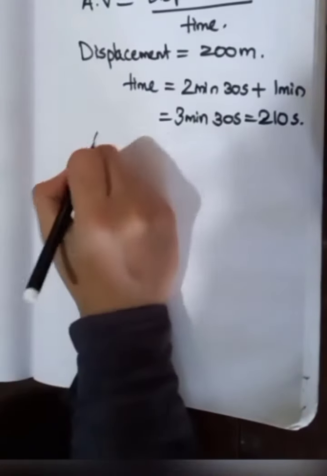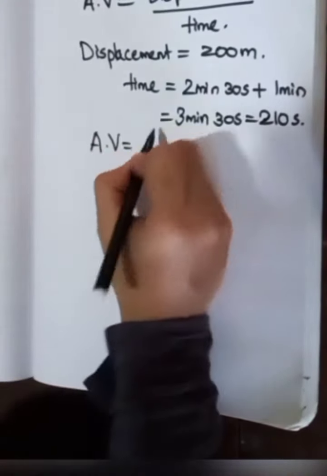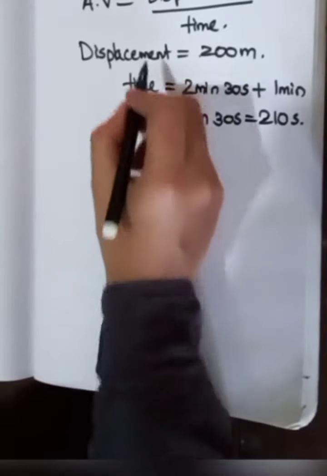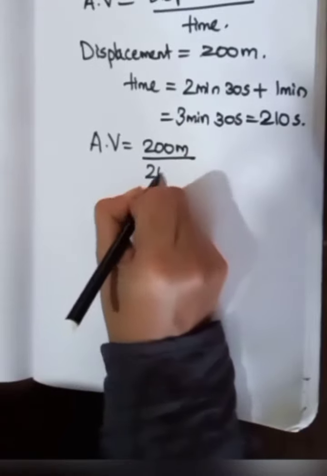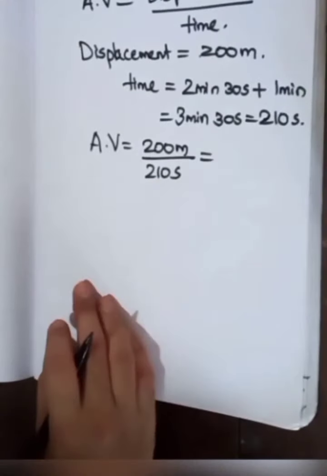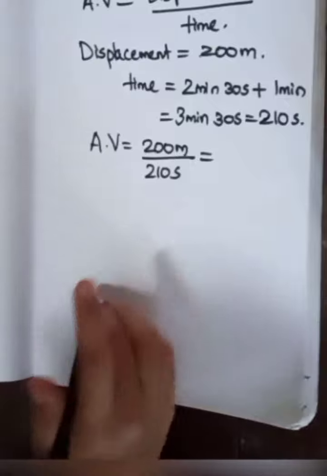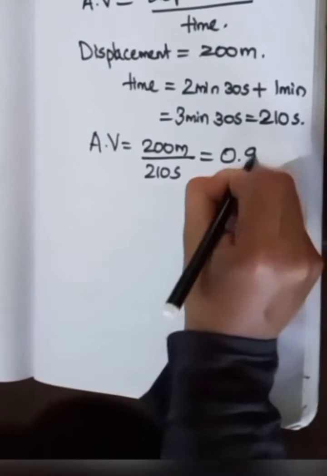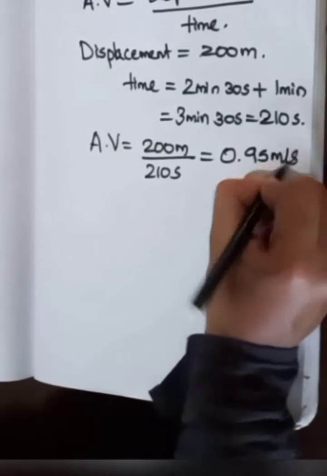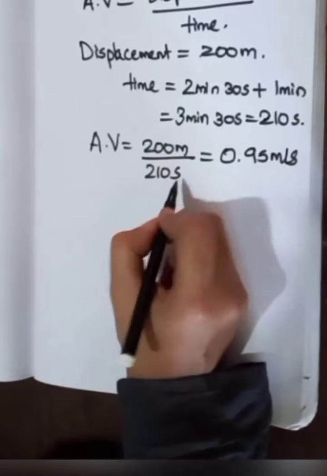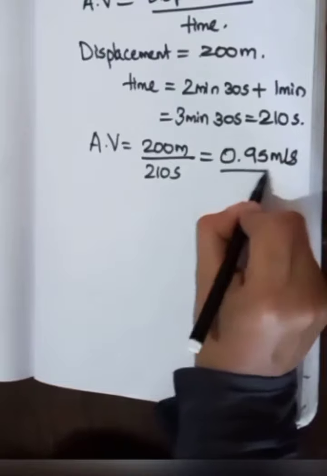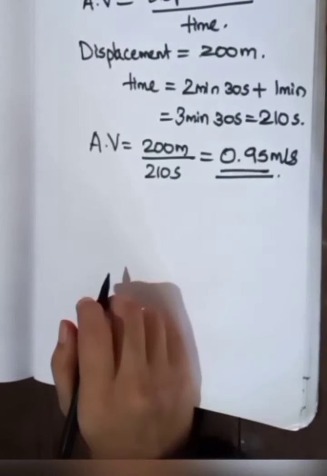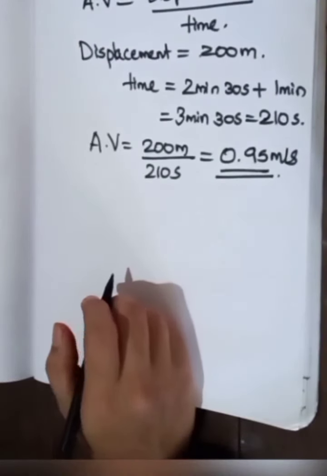Okay, then average velocity is equal to displacement by time. That is displacement, 200 meter, by 210 seconds, which is approximately equal to 0.95 meter per second. This is the answer for average velocity.